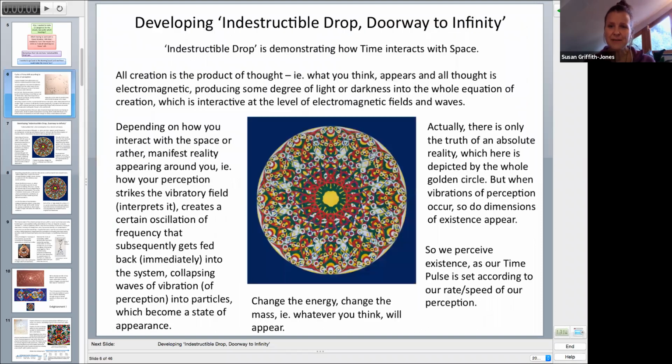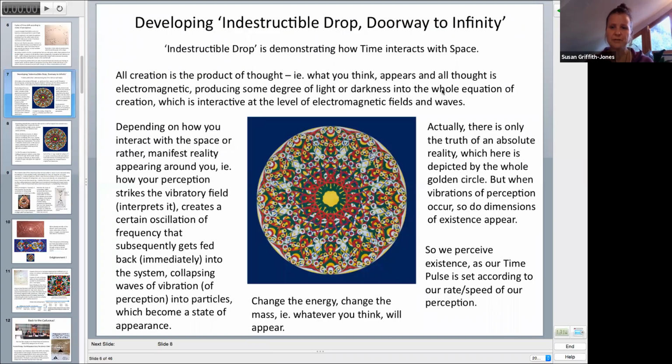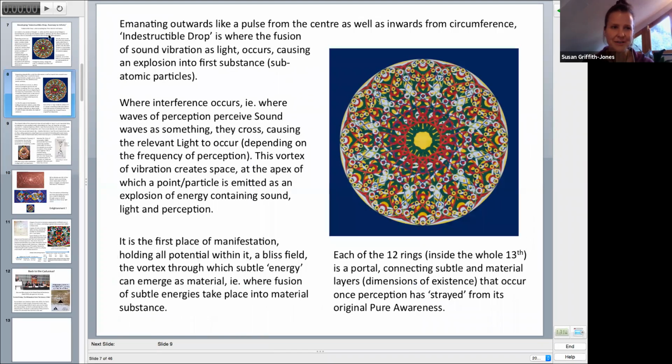So, developing the Indestructible Drop, doorway to infinity, you will see this picture didn't come in seconds. It was a process, step by step, of making sketches. First, there were the 12 main circles, 1, 2, 3, 4, 5, 6, 7, 8, 9, 10. Whoops, sorry, I clicked on the chart there.